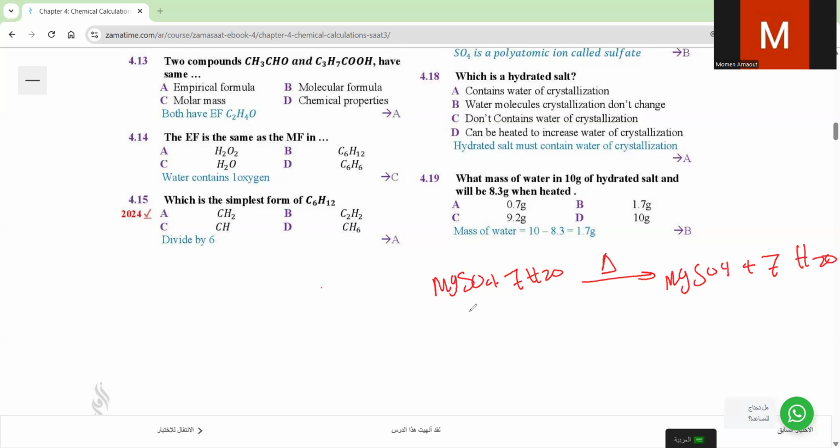The question here, if I have 10 gram of the hydrated salt containing water, it will be 8.3 gram after heating. So what is the mass of water? The mass of water will be the difference between them, which is 1.7 gram.